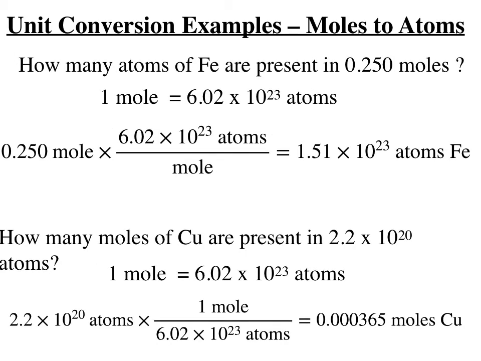Let's look at a couple examples of going between moles and atoms. Let's take the example where we ask, if I have a quarter of a mole of iron, how many atoms of iron do I have? Well, we don't need the molar mass of iron in this case. If it had told me that I had a quarter of a gram of iron, then I would need the molar mass, but here I have a quarter of a mole of iron.